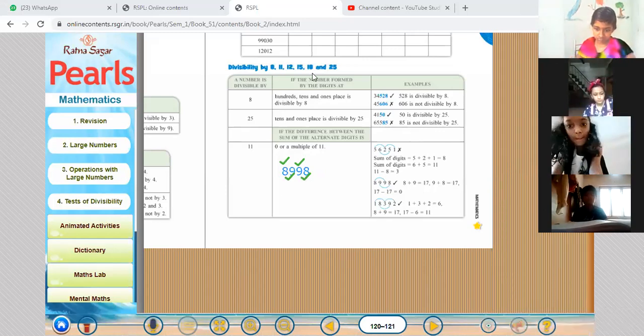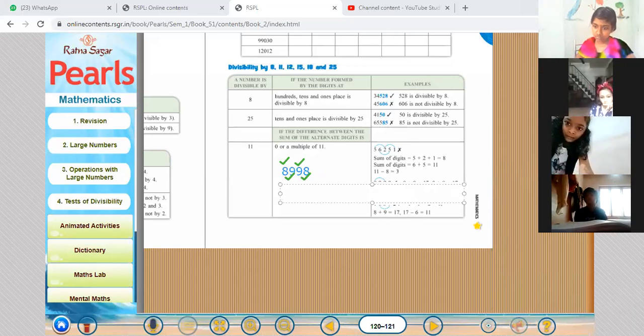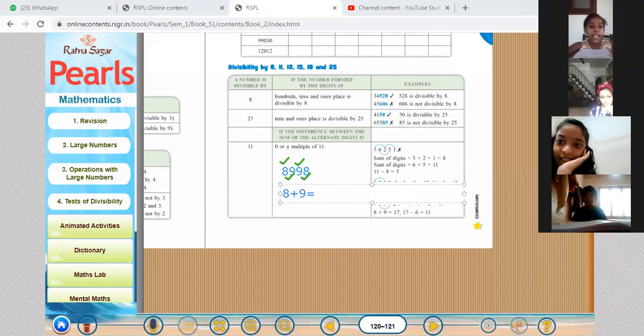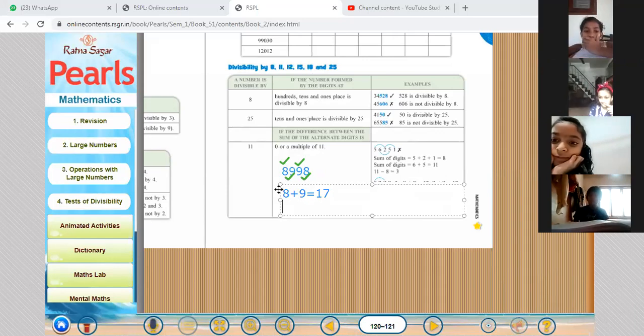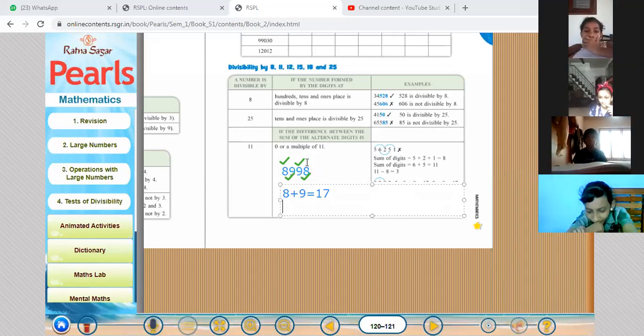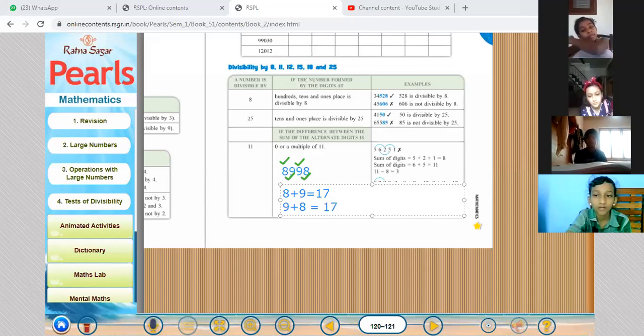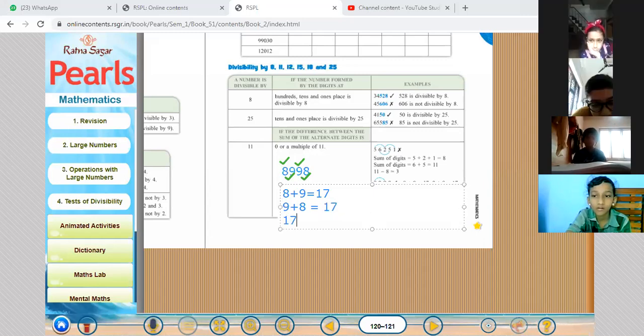Our first pair of alternate digits is 8 and 9. So what is the sum of 8 and 9? It is 17. And in the second pair, the numbers are also 9 and 8. Then we know that the sum of 9 and 8 is 17 itself. Then what about the difference between 17 and 17?